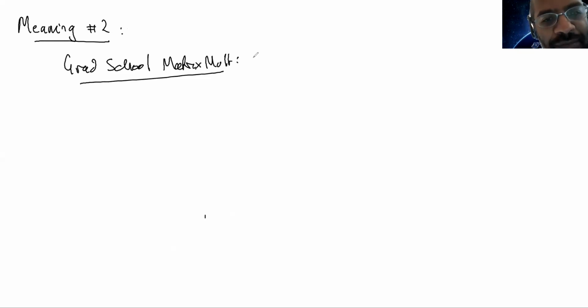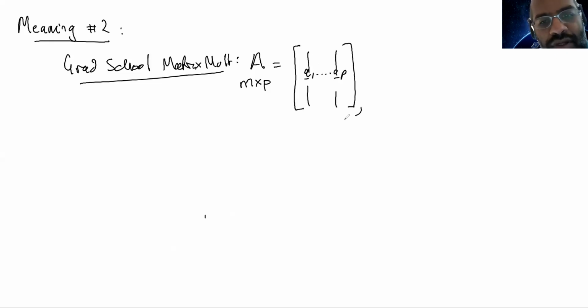which for some reason I didn't learn until grad school. And it's the following. Suppose you have a matrix A that's M by P. That means it has P columns, which live in R^m. And now suppose you have another matrix B that's P by N.